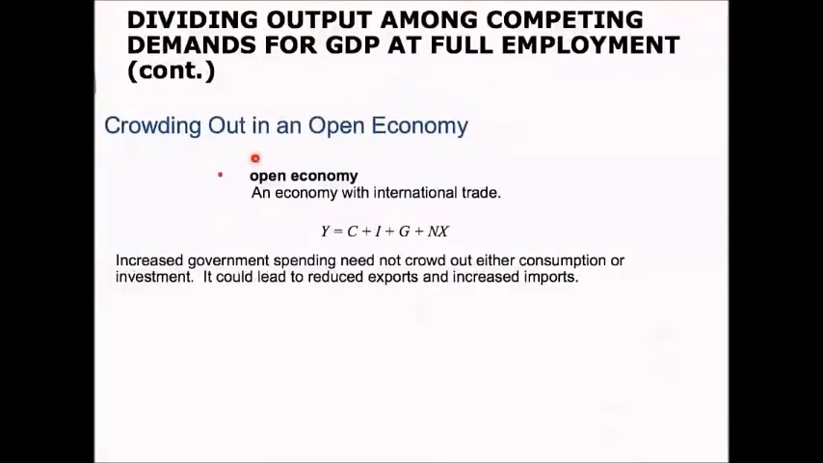This is also true in an open economy. And an open economy is one economy with international trade, and now we have GDP is C plus I plus G plus NX, or consumption, investment, government expenditures, and net exports. If we have an increase in government expenditures, we could see a decrease in consumption or investment or net exports. And so an increase in government expenditures doesn't have to crowd out consumption and investment. It might crowd out net exports instead.